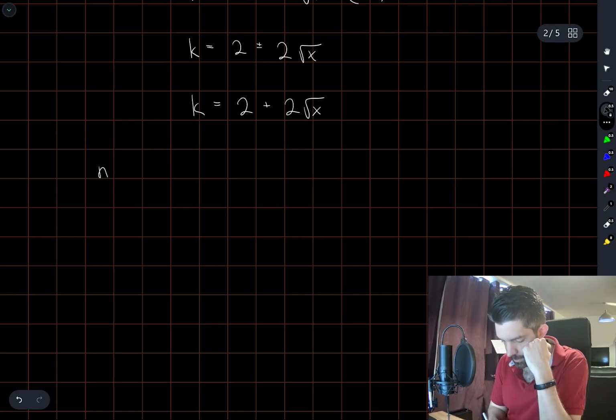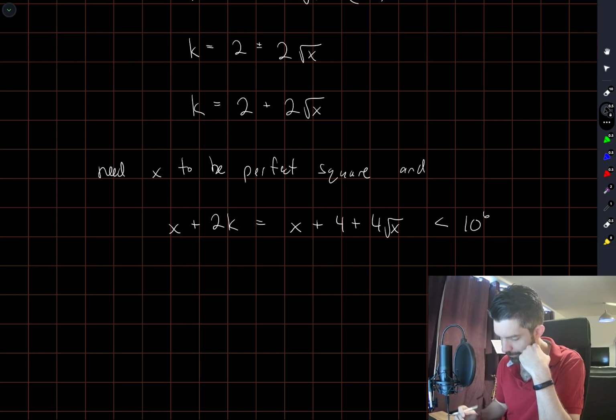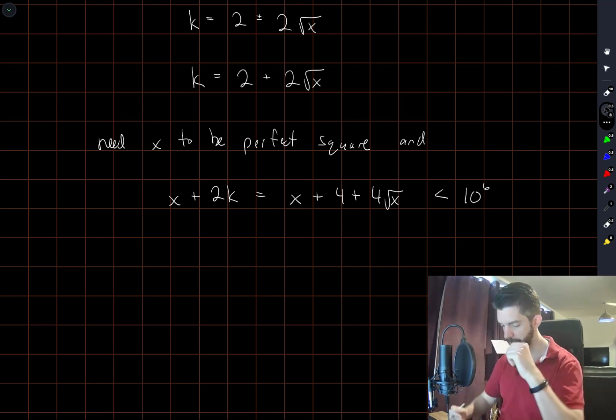Okay, so we need x to be a perfect square, and x plus 2k, which is equal to x plus 4 plus 4 root x, also has to be less than 10 to the 6. So we're counting all values of x which satisfy this.